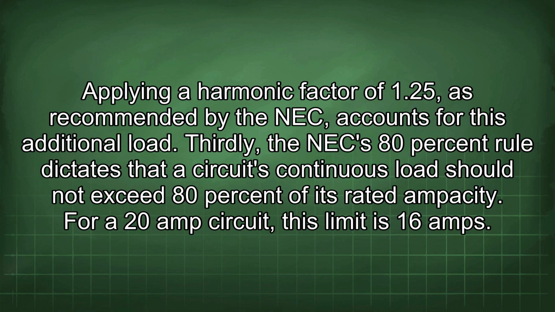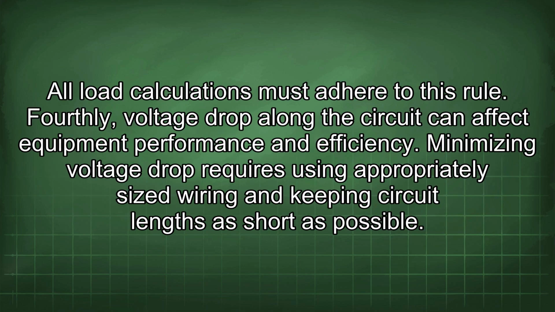Thirdly, the NEC 80% rule dictates that a circuit's continuous load should not exceed 80% of its rated ampacity. For a 20 amp circuit, this limit is 16 amps. All load calculations must adhere to this rule. Fourthly, voltage drop along the circuit can affect equipment performance and efficiency. Minimizing voltage drop requires using appropriately sized wiring and keeping circuit lengths as short as possible.